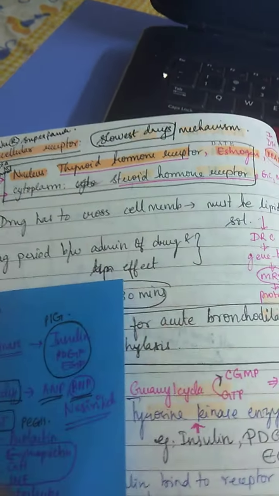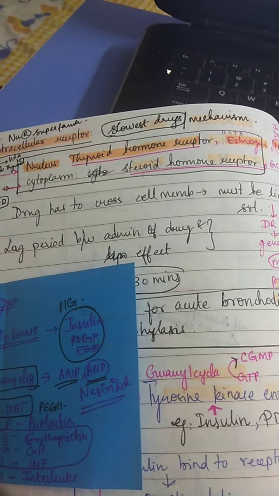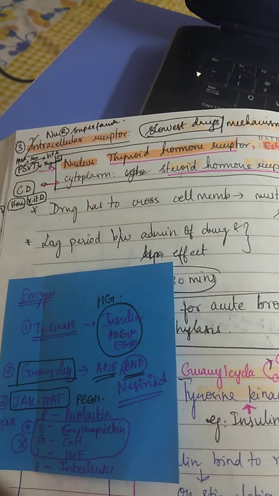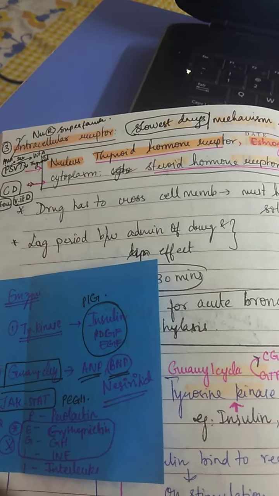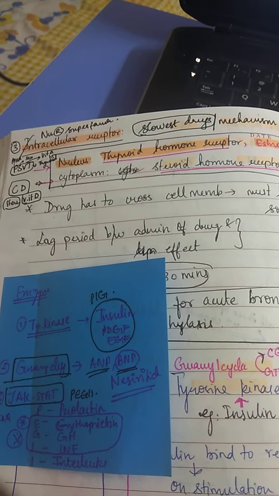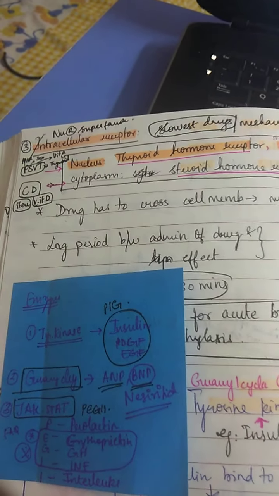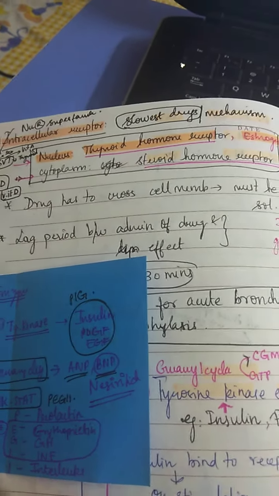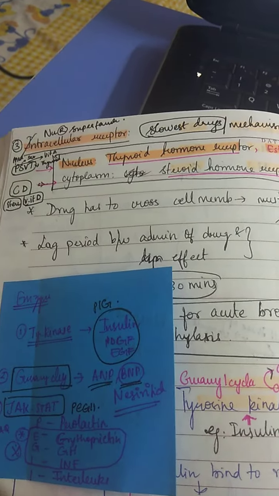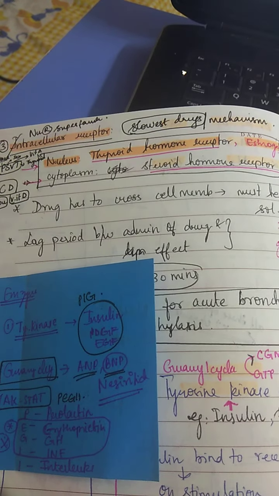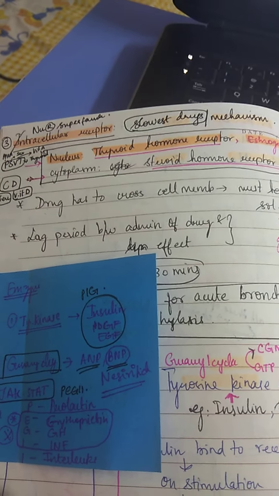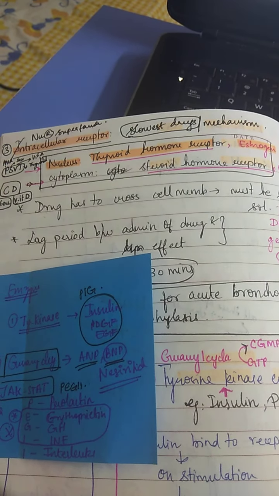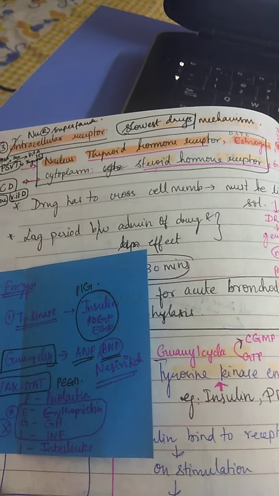The receptors that are present in the nucleus are thyroid hormone receptors, estrogens, vitamin A, and the sex hormones. All these things will have an intranuclear receptor. And in the cytoplasm, hormones like steroid hormones and vitamin D will act on the cytoplasm.